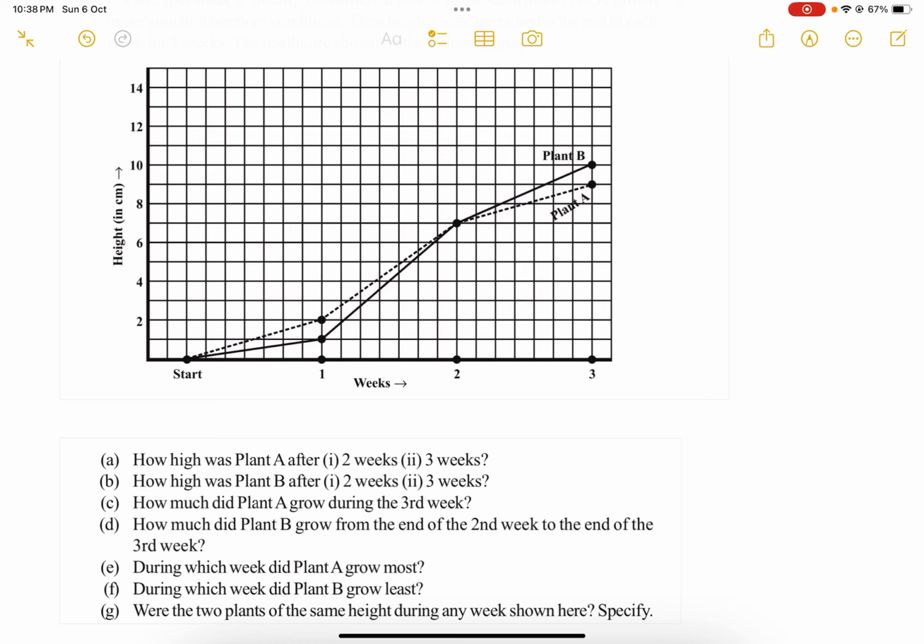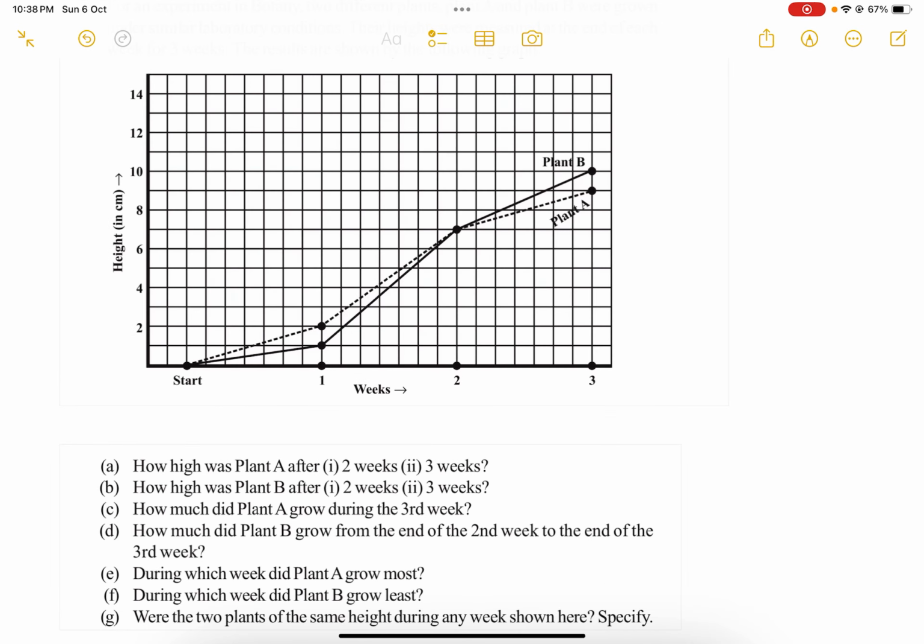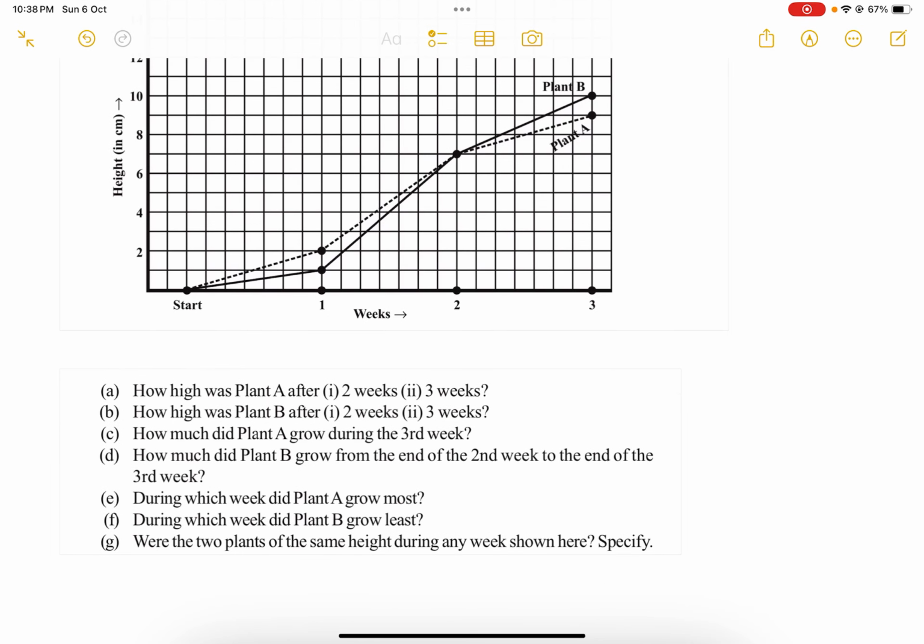Now, how much did plant B grow from the end of the second week to the end of the third week? By the end of the second week, how much is it? 7 centimeters. By the end of the third week, it is 10 centimeters. So this is what you have to do: see the graph and explain the answers to the questions.